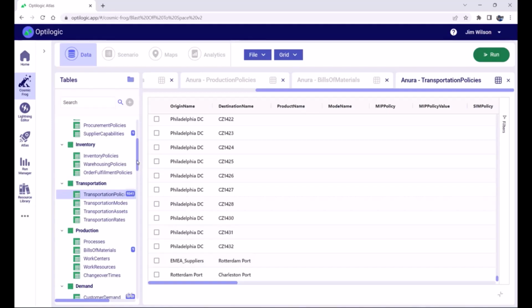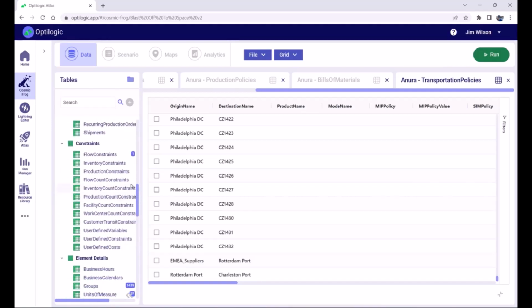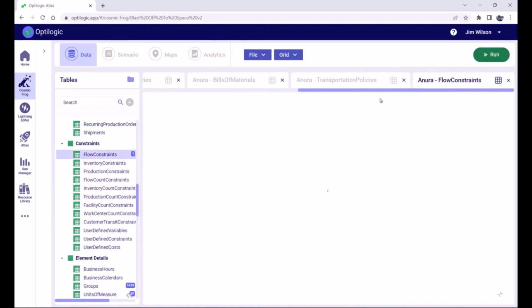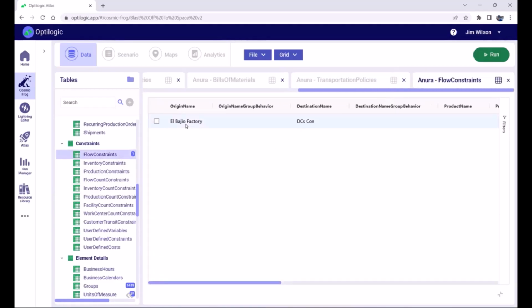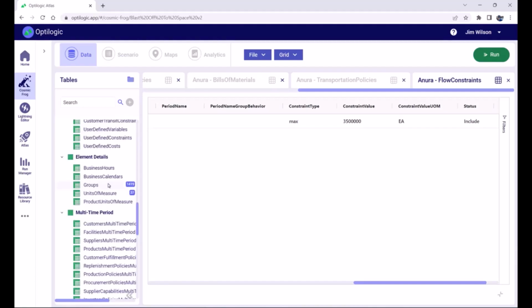We of course have customer demand, that's all loaded in there. We also have a flow constraint for the baseline, and this is really important. This is basically limiting the amount that flows from the El Baggio factory into all of the distribution centres, and that's limiting it to a maximum of 3.5 million eaches or units. And then finally we've got our groups table populated as we're using groups.